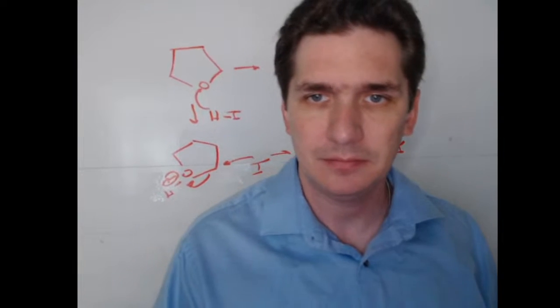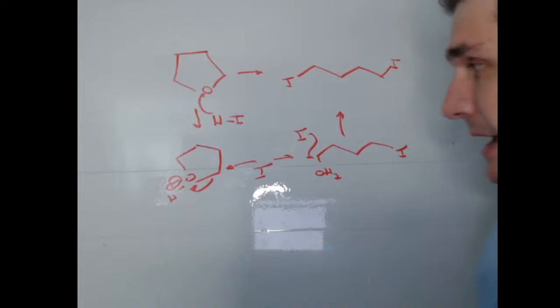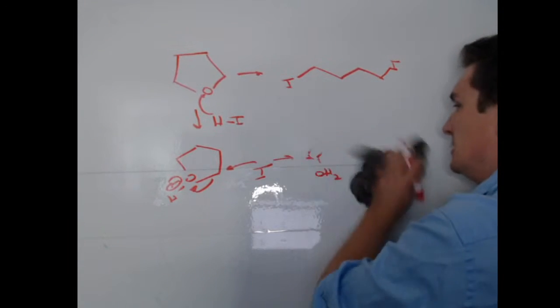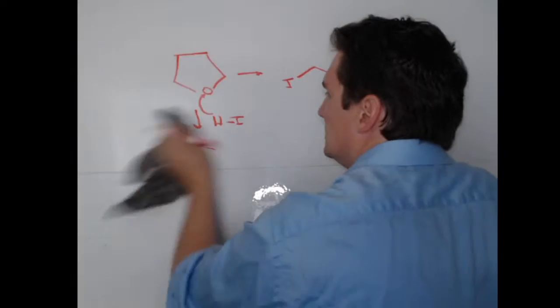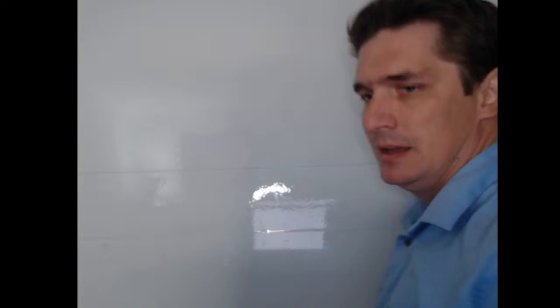Oops, wrong arrow. Yeah, I got it. Now, you'll notice it says 65% yield. Trying to drive this by Sn2 is not the best thing in the world.